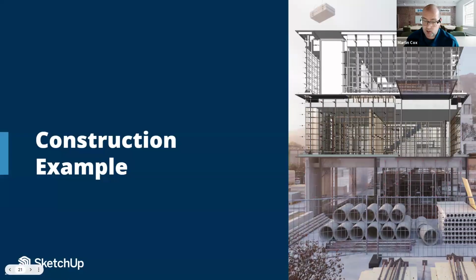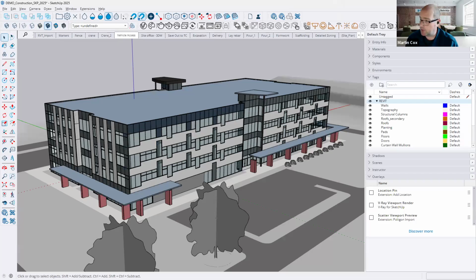So I want to have a look at a construction example here, and I'm going to go back to my SketchUp 2025, and we'll have a look at a construction model here. Now, this particular model is coming from a Revit import. And what I was saying earlier about when you import a Revit model, it creates those tags in SketchUp, so we can actually see the Revit model there. It recognizes the different metadata of the Revit files, so it knows the walls, the roof, the plants, your floors and doors as well.